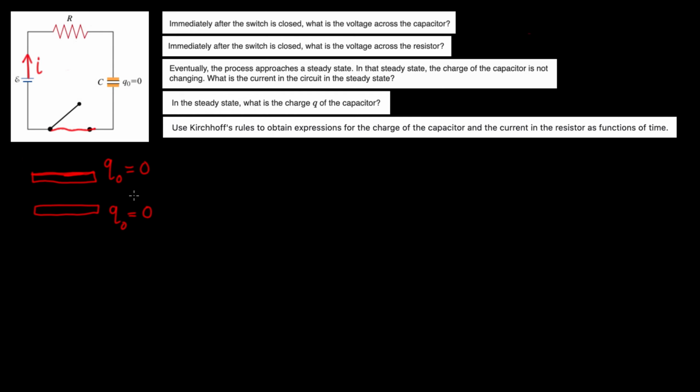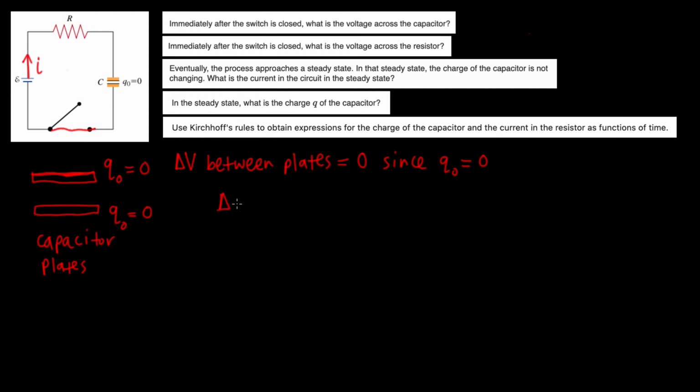Or another way to think about it is that the potential difference between the capacitor plates is 0 because the charge on the capacitor plates is also 0. So there's no potential difference between the capacitor plates. And so the formula that we have for the voltage across the capacitor is just the charge on its plates, Q, divided by the capacitance of the capacitor. But notice that we said that the charge on the capacitor is 0, so this term goes to 0. So the voltage across the capacitor is 0.